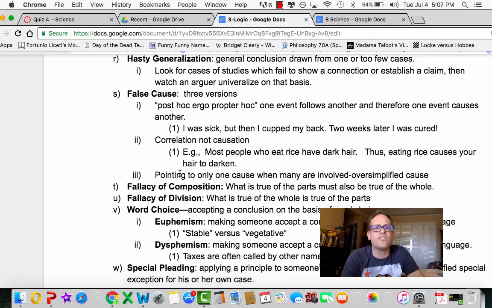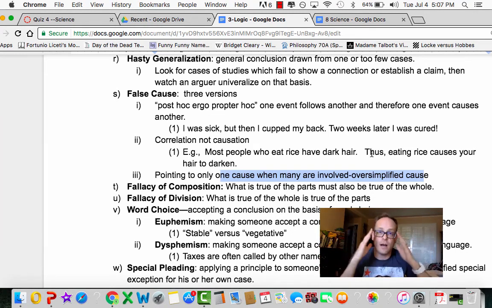And then there's one other version of false cause. And that's when people point to only one cause when many causes are involved. Let me give you an example of this. The best way to think about this one is when you say, well, gun control is really the best for this one. Look, every time there's a gun massacre, typically what happens is gun control advocates say, we have way too many guns, the guns are the problems, we need to get rid of the guns. And then people who are Second Amendment advocates, they say, no, guns aren't the problem, mental illness is the problem.